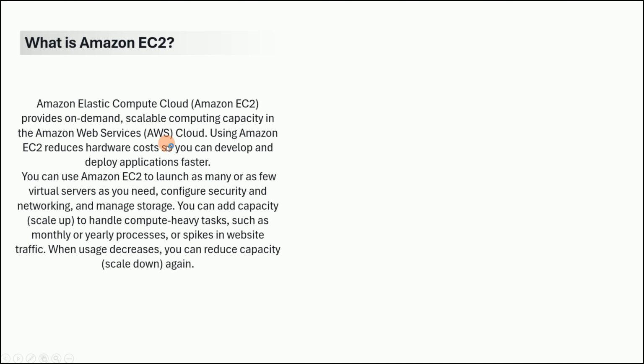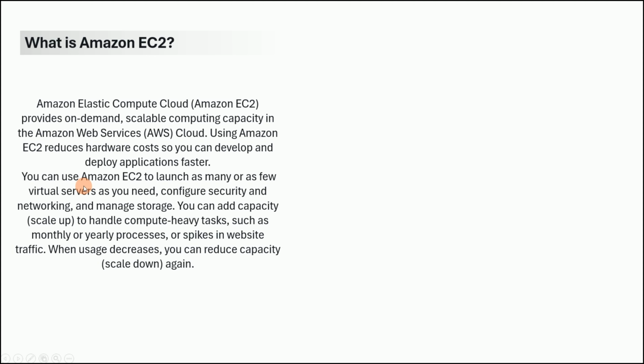So Amazon Elastic Compute Cloud, that is Amazon EC2, provides you on-demand scalable computing capacity in Amazon Web Services Cloud, that is AWS Cloud. Using Amazon EC2 reduces hardware cost so you can develop and deploy application faster, because you are not supposed to buy hardware first and to pay the complete cost of that hardware. You are just going to use the hardware of AWS by paying some charges. So due to that reason, you can develop and deploy your application faster.